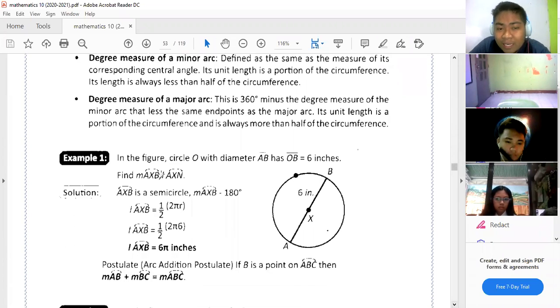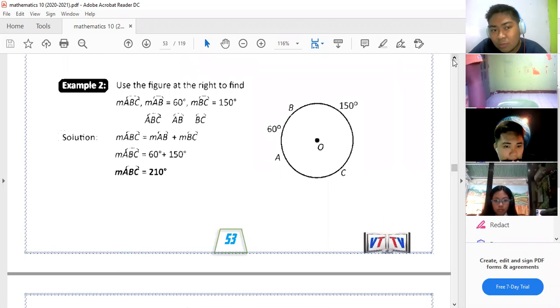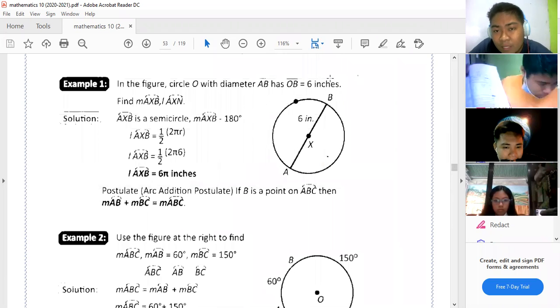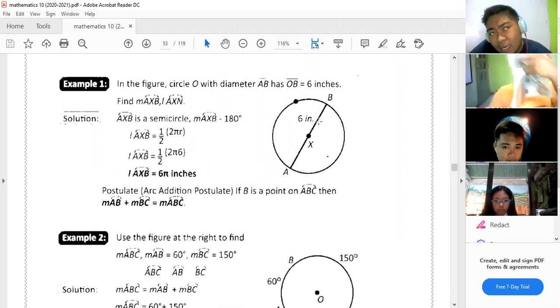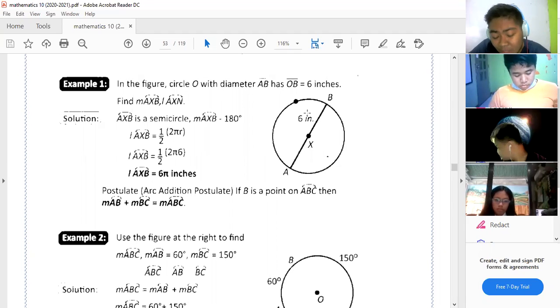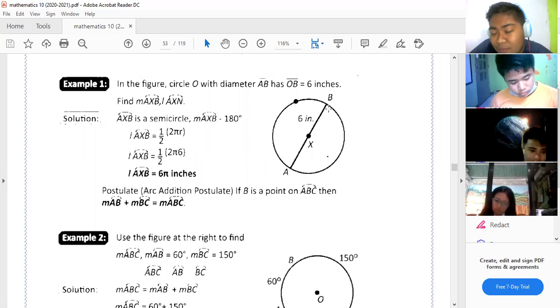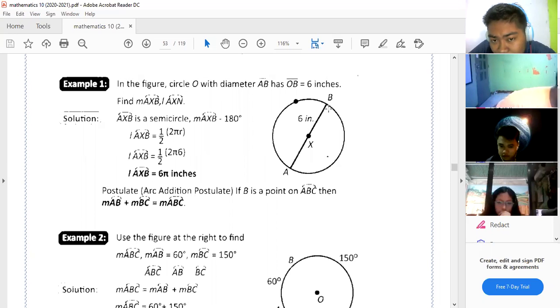In the figure, circle O. So, this is your circle O with diameter AB. So, ito yung diameter natin. And then, OB is 6. So, ang binigay niyang measurement dito ay this OB or this line segment OB or this radius is 6. So, ilan ang diameter natin if the radius is 6? 12 inches. Tama.